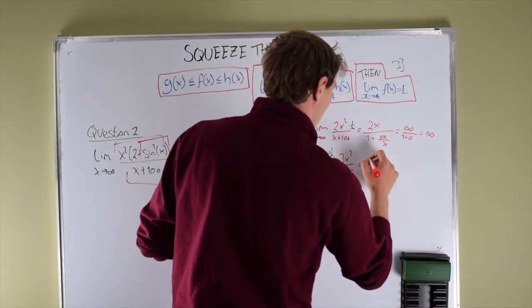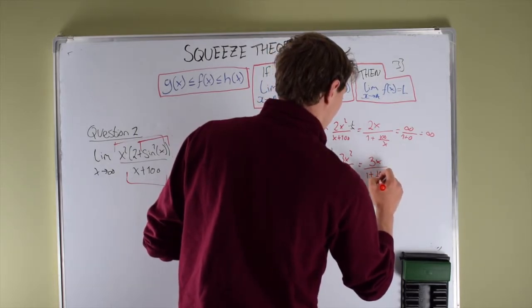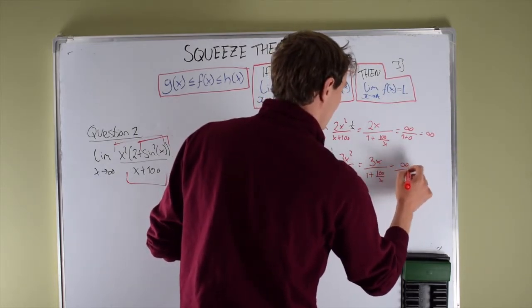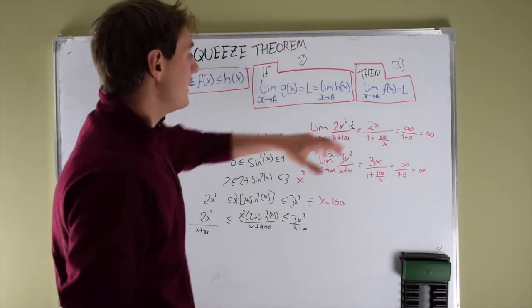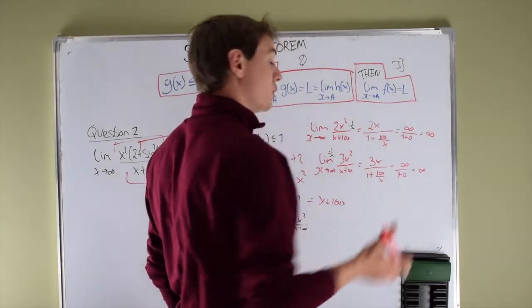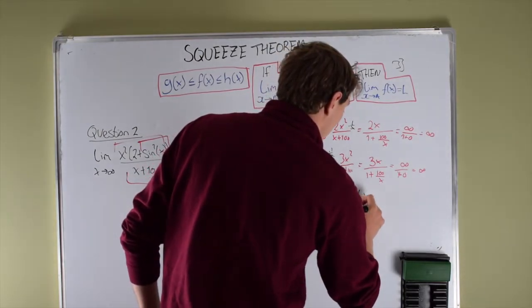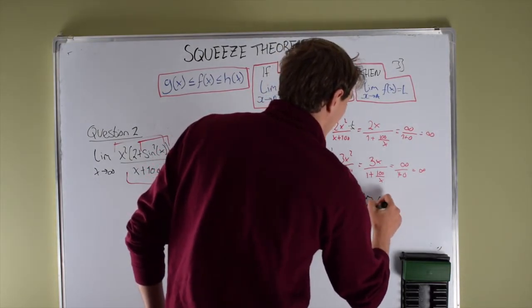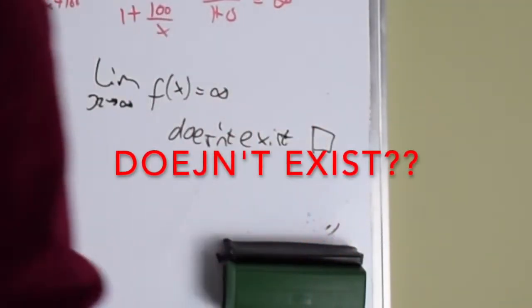We get 3x, exactly the same as before, 100 over x, which again leaves us with infinity over 1 plus 0, which equals infinity. Now, because the limit is infinity on both sides, we can say that the limit of f of x is also infinity. However, we basically say that if the limit as x approaches infinity of f of x equals infinity, it does not exist, and so that's that problem done.